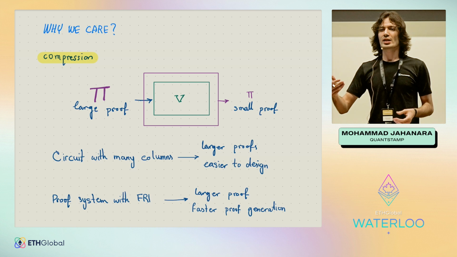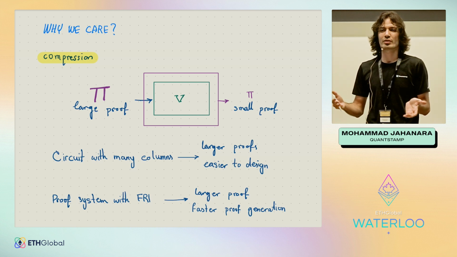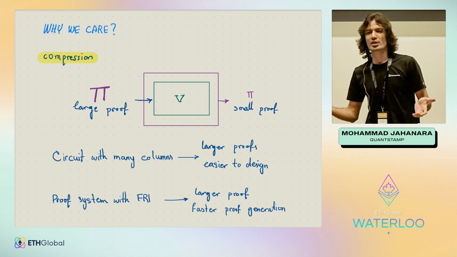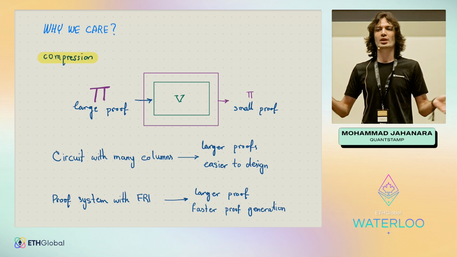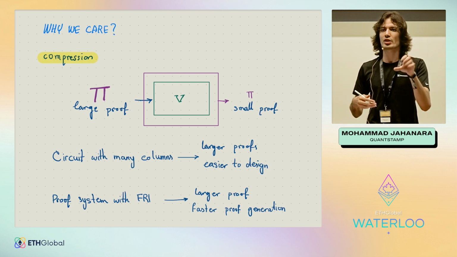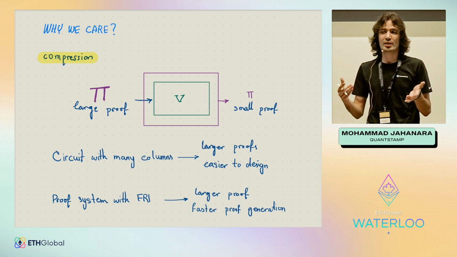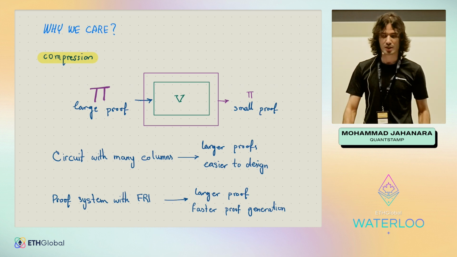Each column, and the commitment to each column, has to be part of the final proof. So the more columns you have, the larger your proof is. But it's easier to design circuits with more columns. So what you can do is use as many columns as you want, but then wrap your proof in another final proof that just does the verification of the first proof. And if the verifier circuit is small, meaning that it has few columns, then your final proof is small, which is nice. So this is the first thing we can do with compression.